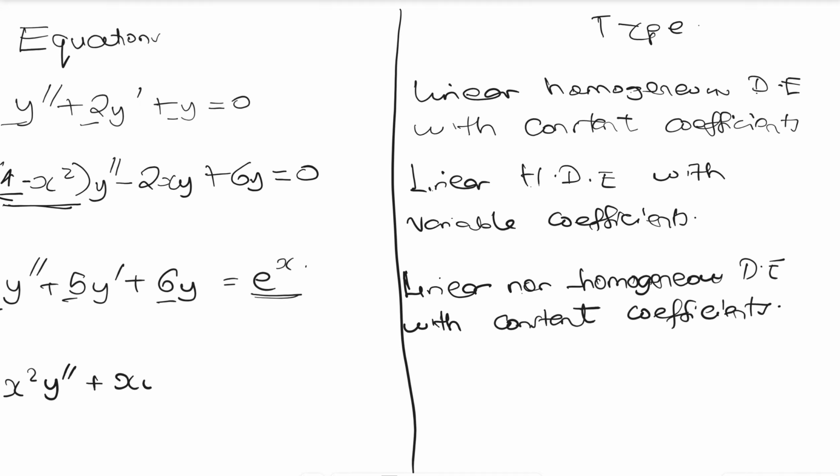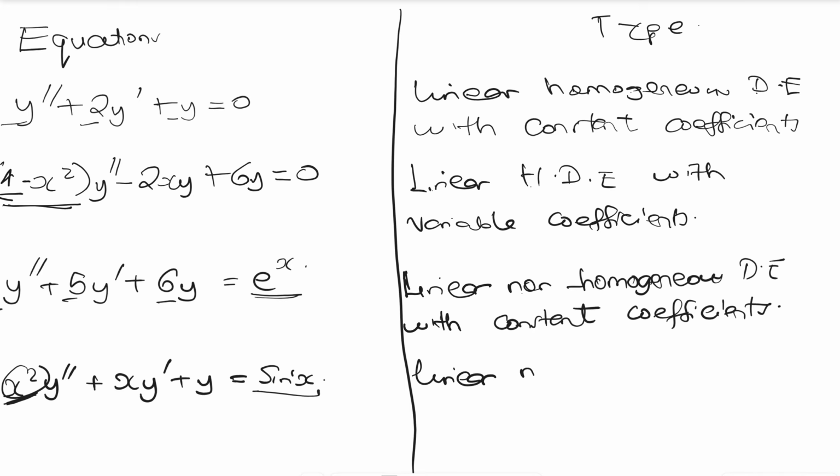Then we have another, x square plus y is equal to sine of x. Because of this, it will be non-homogeneous, so it will be a linear non-homogeneous differential equation. But because the coefficient also depends on the value of x, it will be a linear non-homogeneous differential equation with variable coefficients.